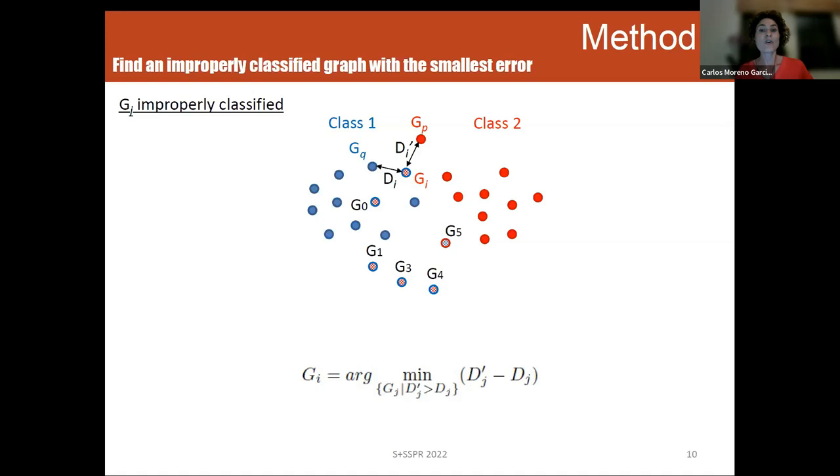So we will try to modify these distances to make the distance corresponding to the graphs of the same class be the distance between the graph and another of a different class. So we will exchange these distances.